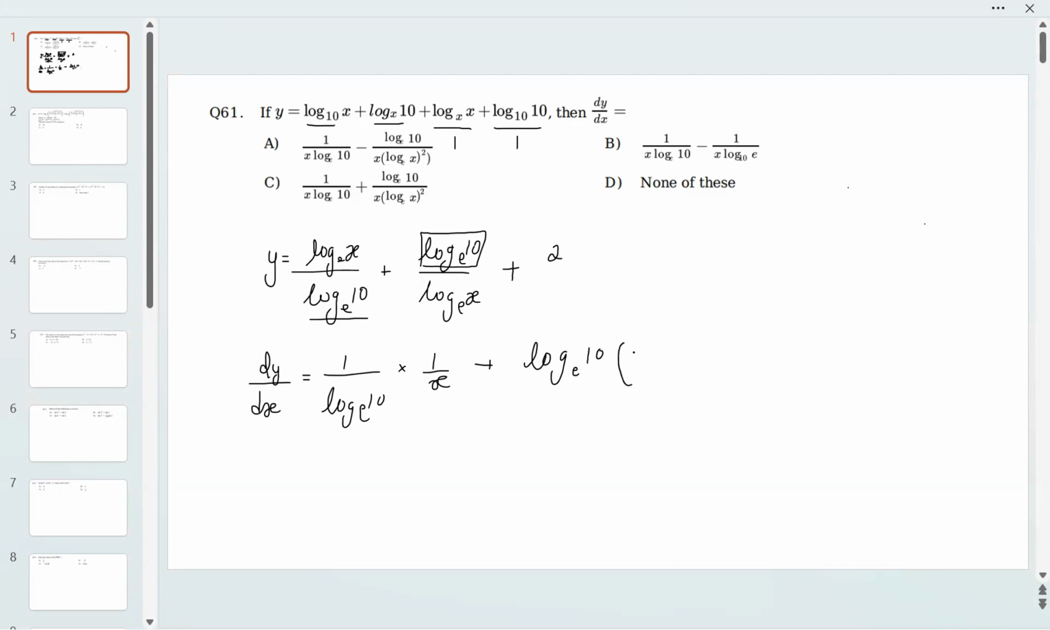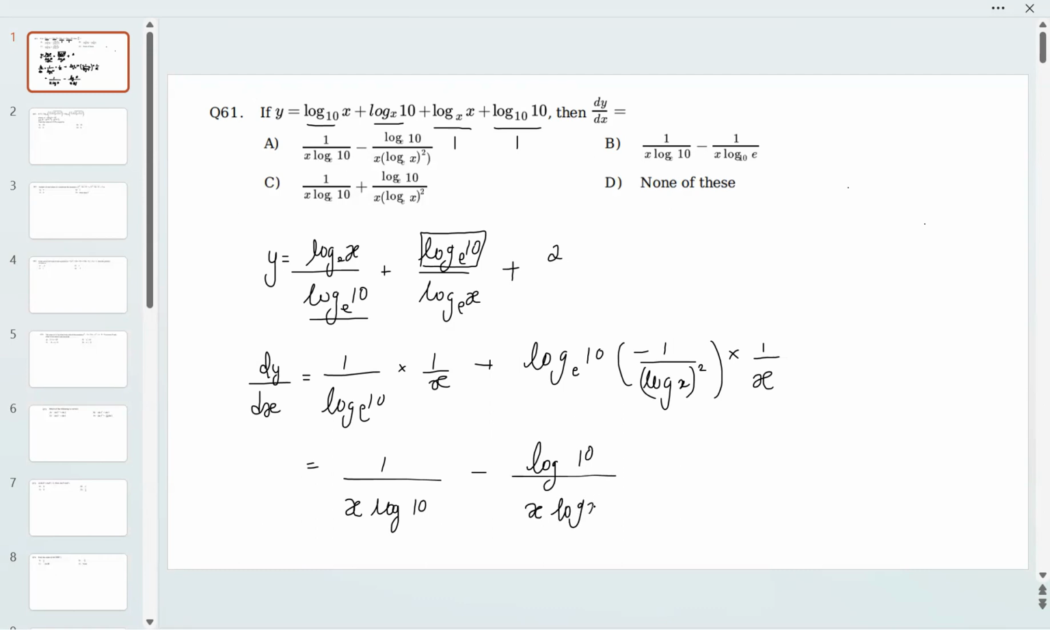1 by x minus 1 upon log x, the whole square, into log x derivative, which is 1 upon x. So my final answer will be 1 upon x log 10 minus log 10 upon x log x, the whole square, which I guess matches with option A. So yeah, next.